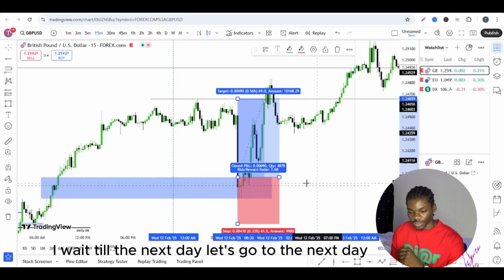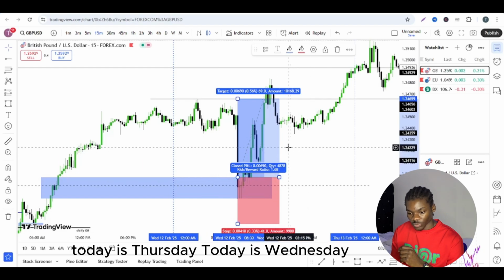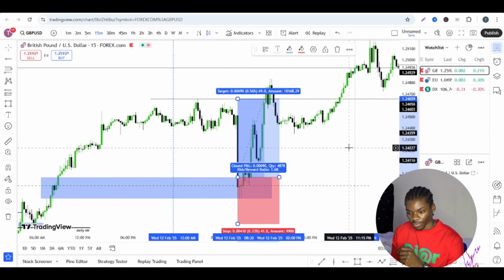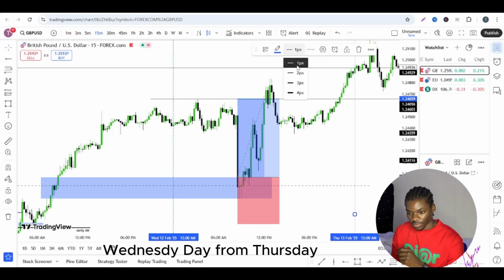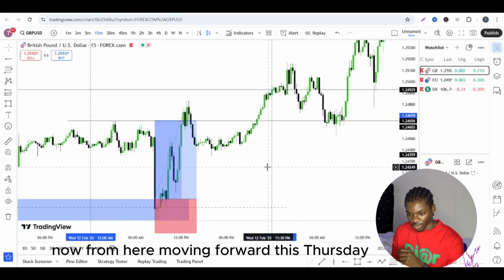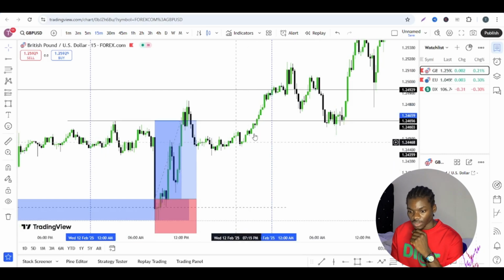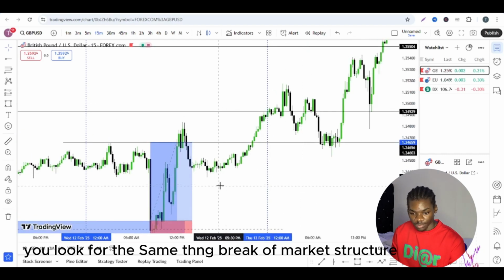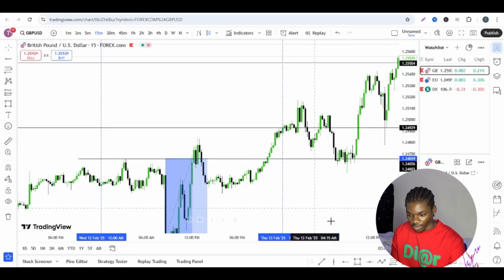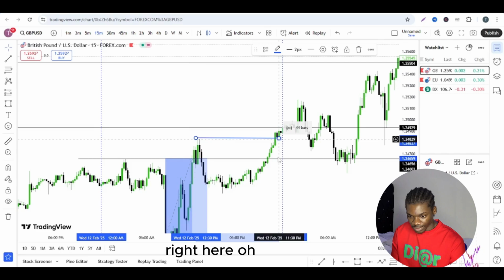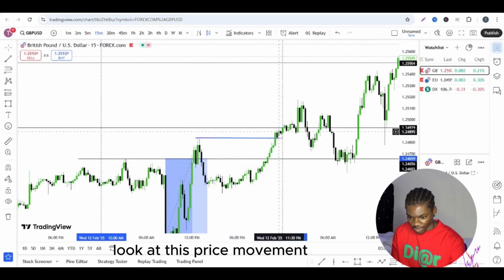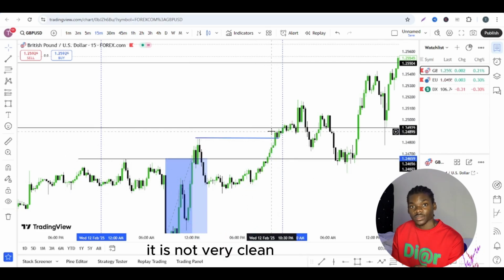Now let's go to the next day. Today is Thursday. Today is Wednesday, so let's go to Thursday. This line right here is demarcating Wednesday from Thursday. Now from here, moving forward is Thursday. Now what do you look for? You look for the same thing, break of market structure. As you can see, we have a break of market structure right here. But look at this price movement. It is not very clean.